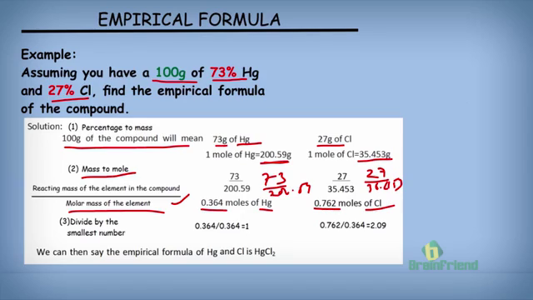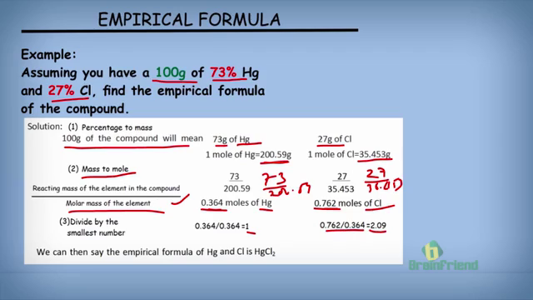The next thing we do is divide by the smallest number. Look at them, 0.364 and 0.762. Obviously, the smallest number here is 0.364, and so we divide both by 0.364. So 0.364 divided by itself will give us 1, and 0.762 divided by 0.364 would give us 2.09, which is approximately 2.